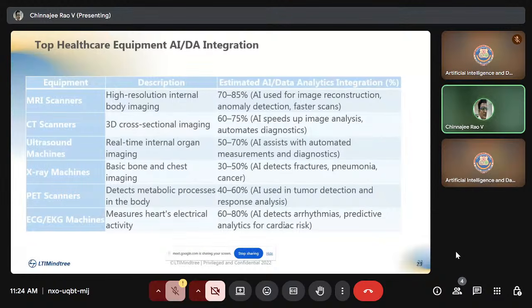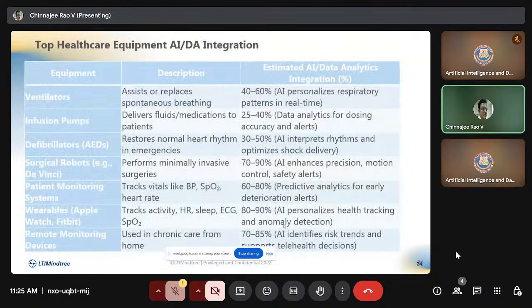Same way, X-ray machines as of now. This is the complete research I did for the entire world. For the top companies, they do only 30 to 50%, and they plan to add more AI and DA. Then PET scanners 40 to 60%, ECGs 60 to 80%. This means the top companies have applied this much percentage of AI in the equipment; it means these existing equipments are already AI or DA based. Some other equipment like ventilators, infusion pumps, defibrillators, surgical robots, patient monitoring, wearables, and remote monitoring devices; the percentage will vary here and there.